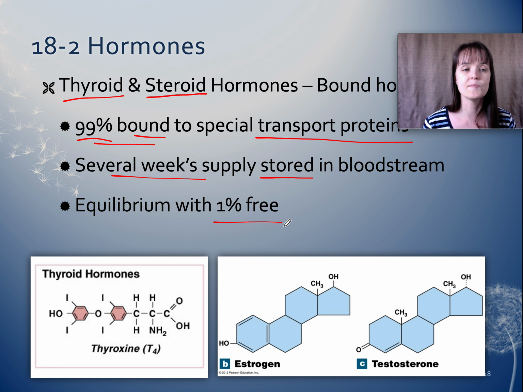So if at any time you were unable to make thyroid or steroid hormones, you would have a several weeks' supply. It'd be a couple of weeks before you really notice the deleterious effects of running out. Deleterious means bad. So, bound hormones, thyroid, steroid, blood supply, well, supply in the bloodstream.